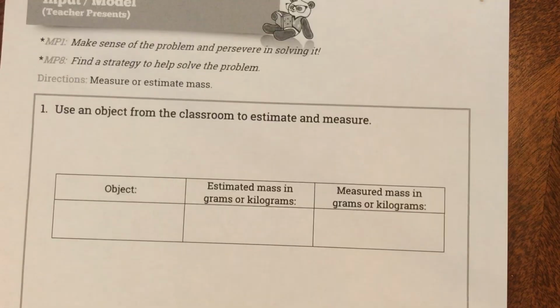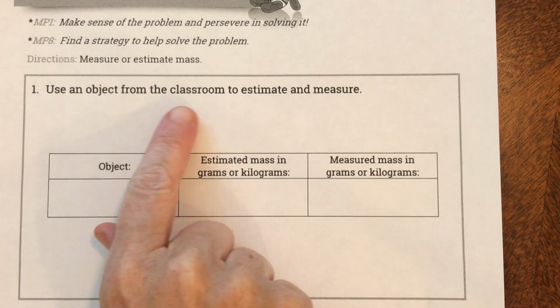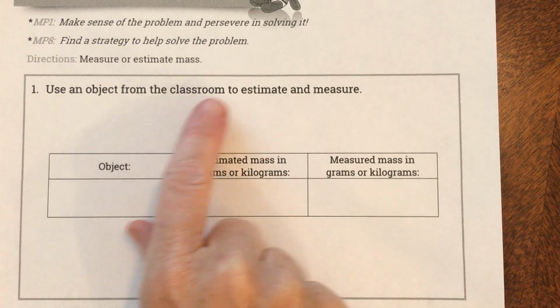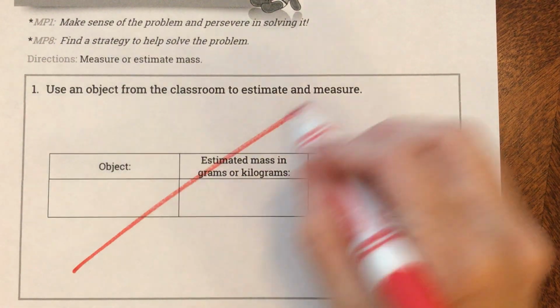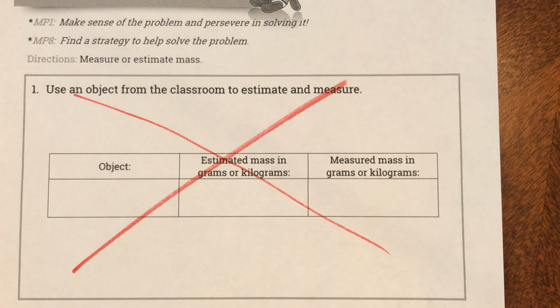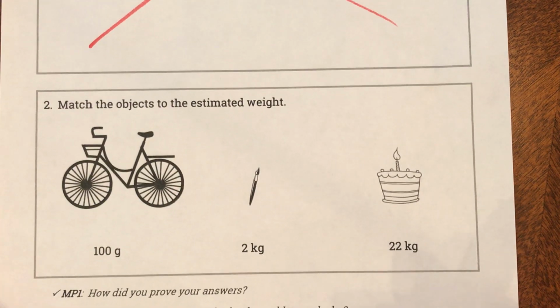So if you notice, my first problem that I would do with you if we were in the classroom talks about using an object from the school and estimating it and then actually measuring it. We don't have that ability right now, so we're actually going to skip this problem, and you're going to be skipping some problems in your book as well. Okay, so I'm going to move on to number 2.